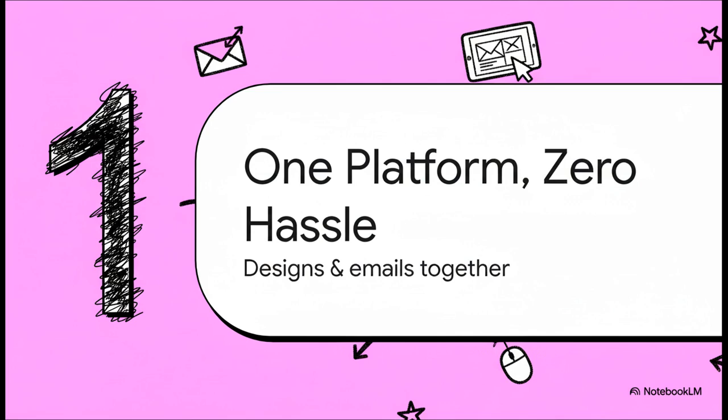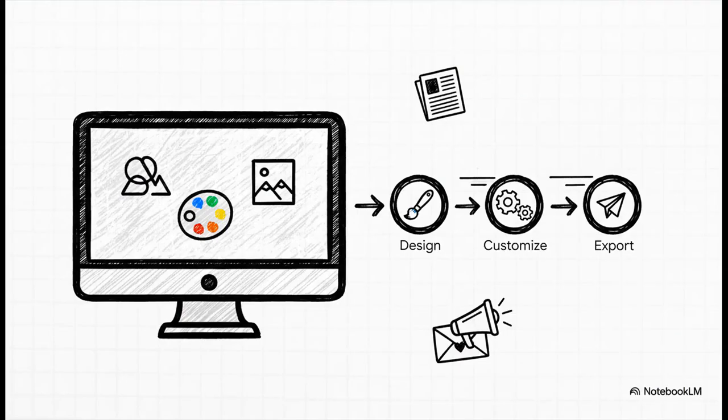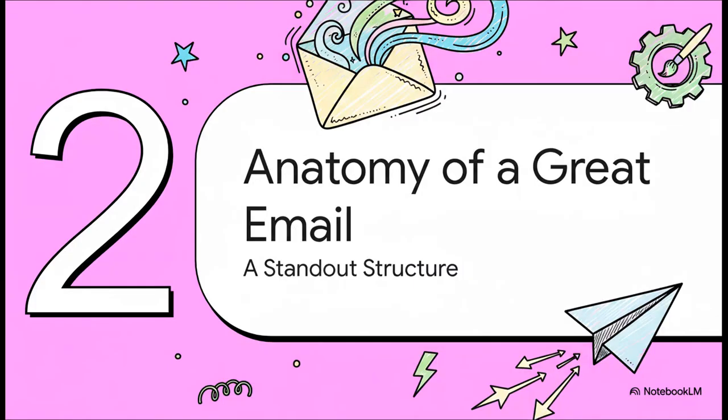The big idea here is simple. One platform, zero hassle. This is all about getting rid of that app switching chaos by bringing your email creation right into the same visual suite where you're probably already creating everything else. And here's the really crucial point. You can design, customize, and then export everything from newsletters to invites to big announcements without ever having to leave the platform. Think about it. Your logos, your brand colors, your images, they're all right there, just waiting to be dropped into your email design. It's seamless.